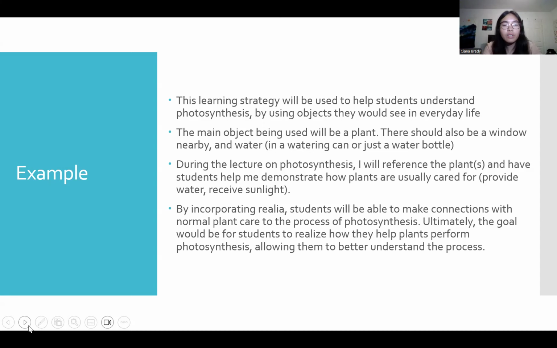By incorporating Realia, students will be able to make connections with normal plant care to the process of photosynthesis. For example, many students will understand that we need to water plants already. This is a high school classroom, so the majority of students will probably have had some experience with plants, with watering plants, something similar. So they can now connect this to the fact that photosynthesis requires water as an input. Ultimately, the goal would be for students to realize how they help plants perform photosynthesis, which allows them to better understand the process as a whole.